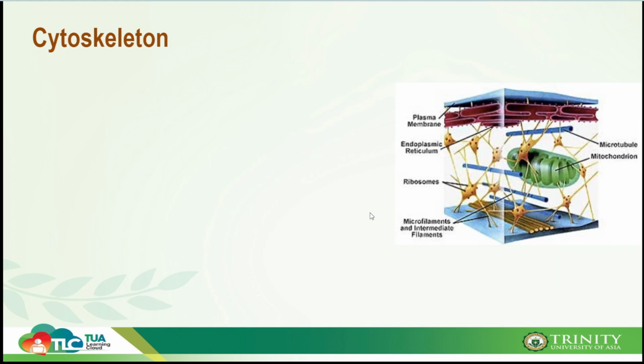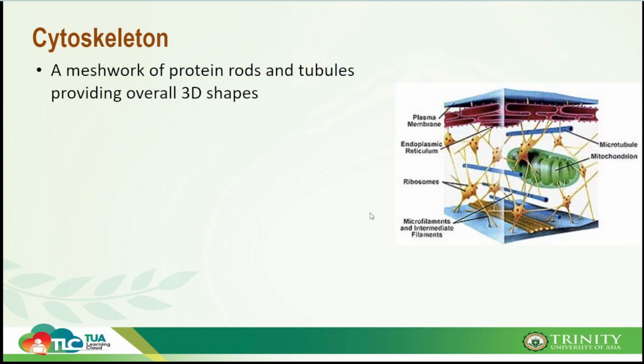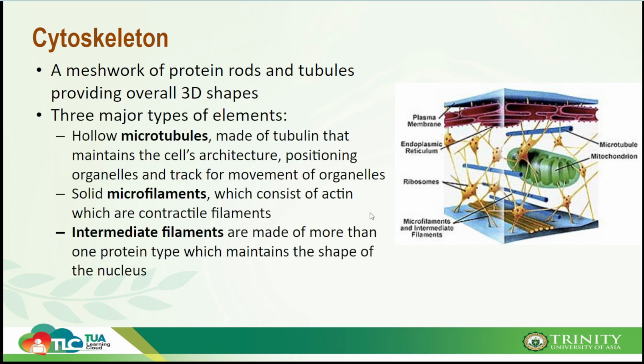Lastly, we have the cytoskeleton. And this is a meshwork of proteins and rods providing the overall 3D shape of the cell. There are three types of cytoskeleton: your microtubules, your microfilaments, and intermediate filaments. So these tube-like structures that you see here in blue, these are your microtubules. They are formed by a protein called tubulin. Alrighty? And they are important for the cell architecture and for the movement of organelles.